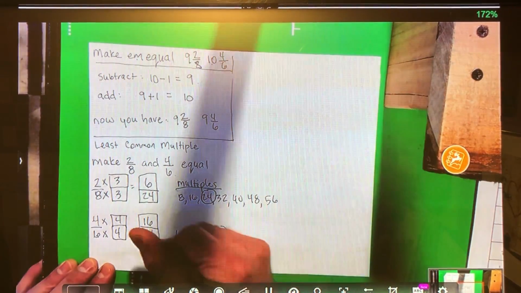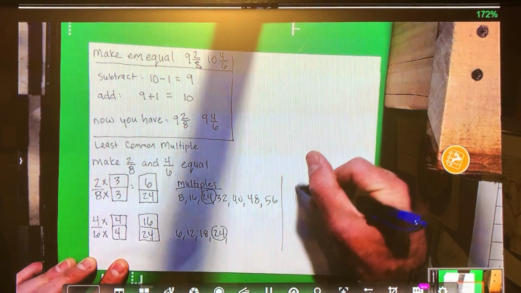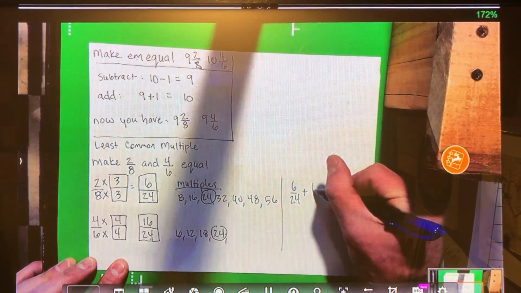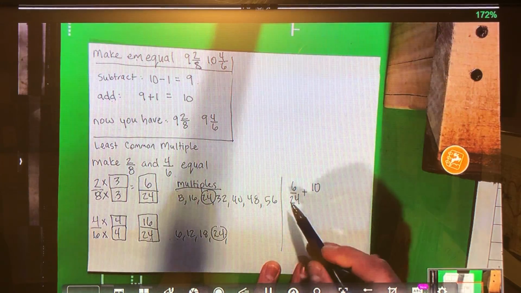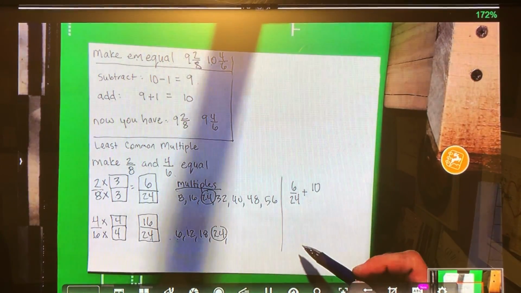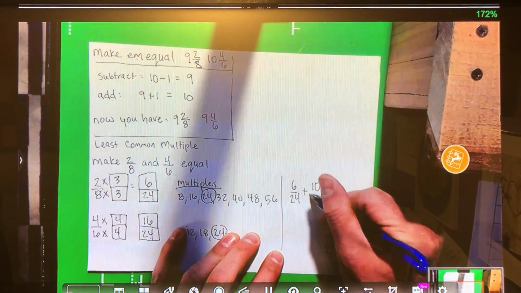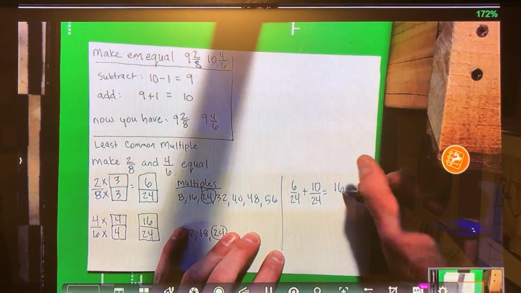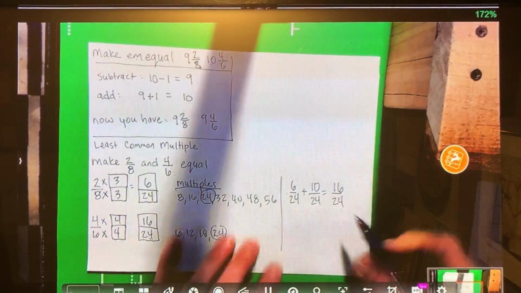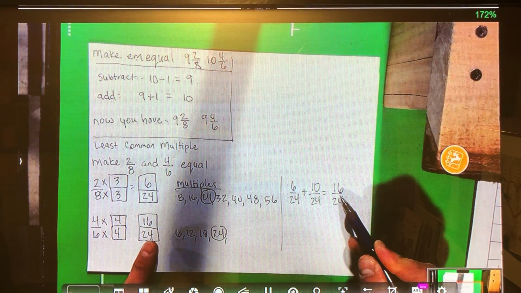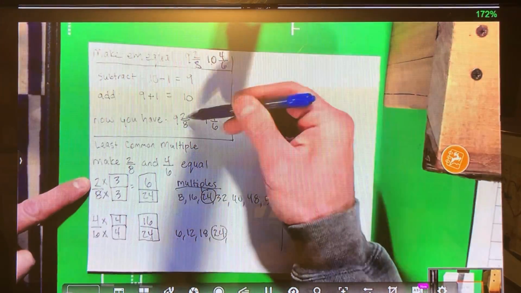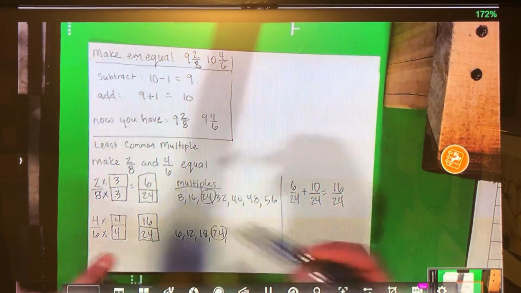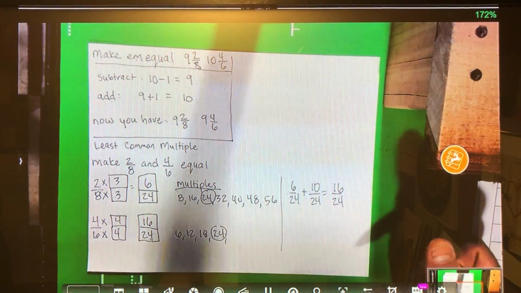We've got to take 6 24ths and we have to add 10. Now when we add 10 to 6 24ths, or 10 24ths, I should say, we will end up with 16 24ths. Okay, so now we have just made our fractions 2/8, right, from 9 and 2/8, to be the same as 4/6. In this case, both are now 16 24ths.